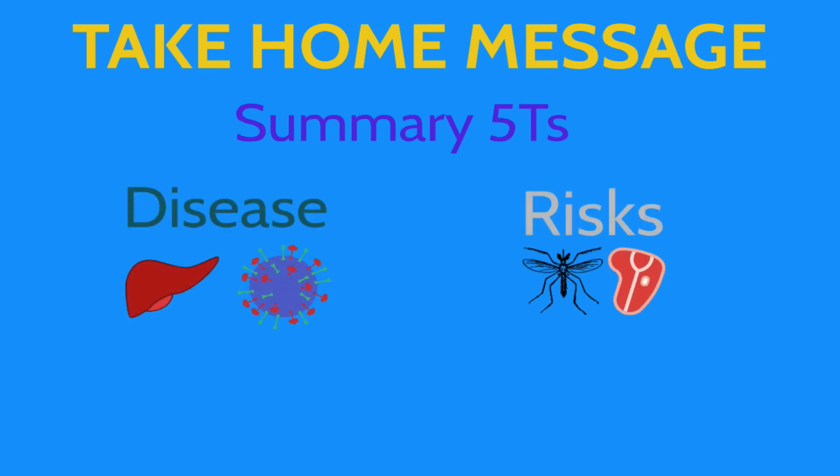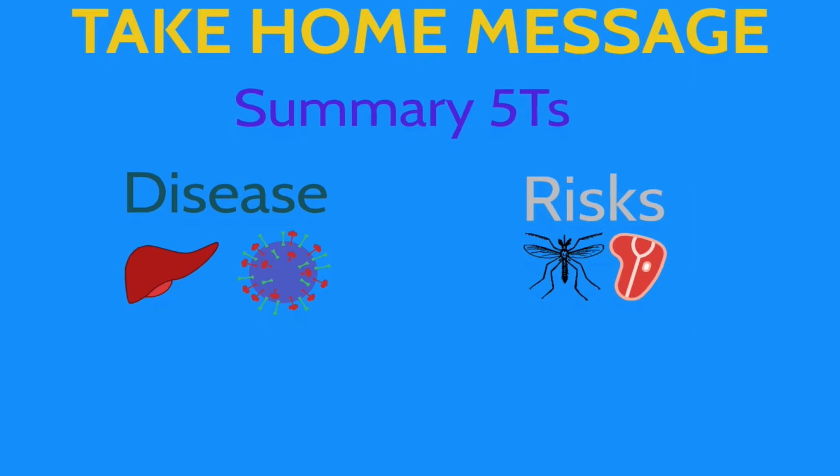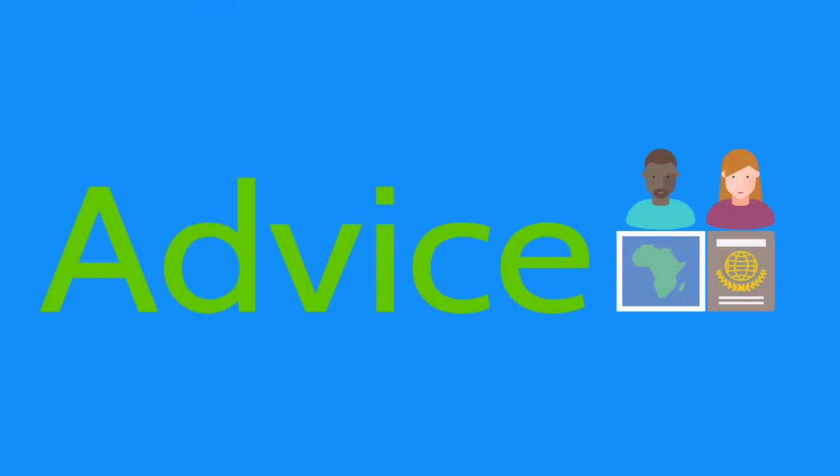Finally, in the last section, we'll look at T for take-home message, where we will summarise the 5 T's, looking at the disease and the risks in relation to the traveller. The summary gives you a simple way for you to remember important points about the disease and also give you sound bites of information that you can deliver to your traveller so they can take home the best advice for them and their trip.